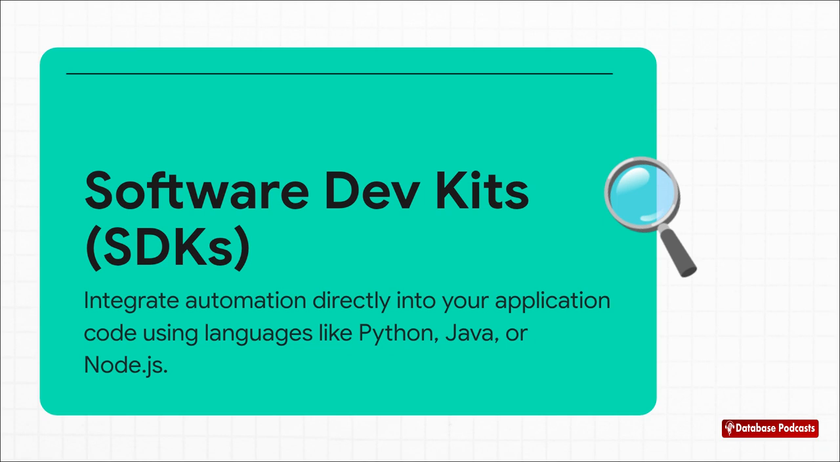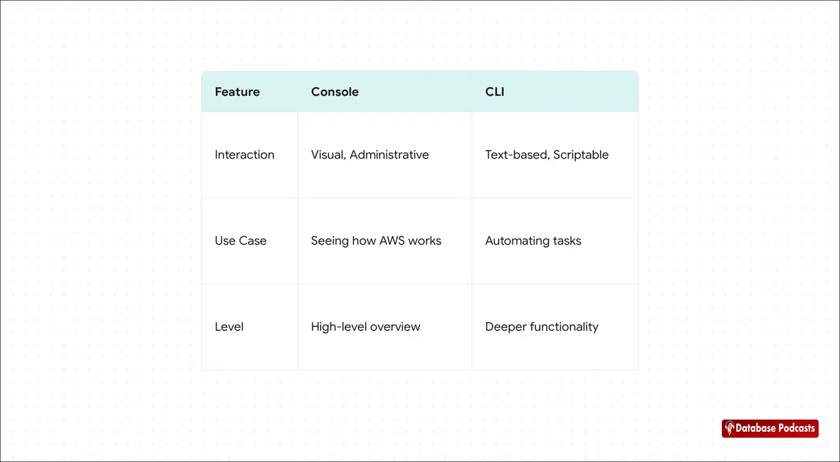Now, if the CLI is for writing scripts that run around your application, SDKs are for building automation directly into your application's logic. This means you can manage AWS resources right from your own code, using languages you already know like Python or Java. And this comparison really says it all.